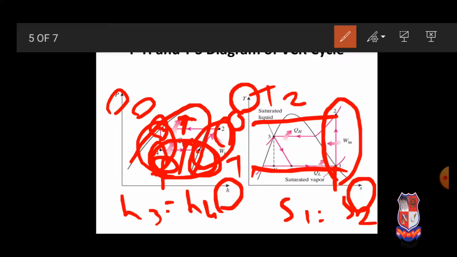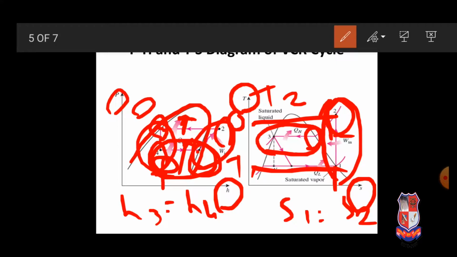Now we are going to discuss 2 to 3. 2 to 3 is the constant pressure condensing process. So during the condenser process, first of all, the superheated vapor is converted into saturated vapor. This process is called desuperheating. During this process, temperature is decreasing as well as entropy is also decreasing. And then after, you can see the saturated vapor to saturated liquid portion.